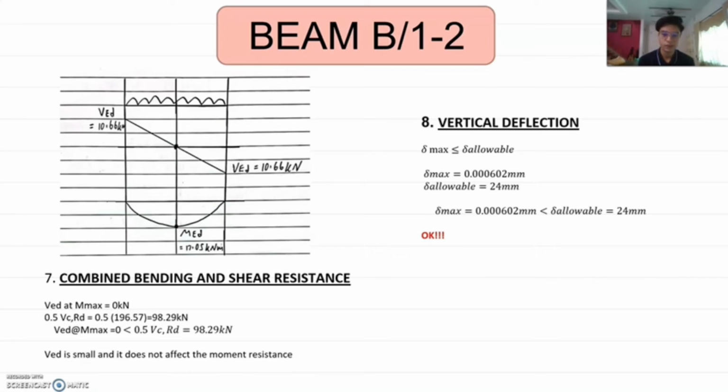So from that, we can conclude that VED is small and it does not affect the moment resistance. For vertical deflection, we have to satisfy this formula, that is delta max is lesser than delta allowable. For delta max, we have 0.000602 mm, and for delta allowable, we have 24 mm. So that means the delta max is smaller than the allowable one, so it is okay.